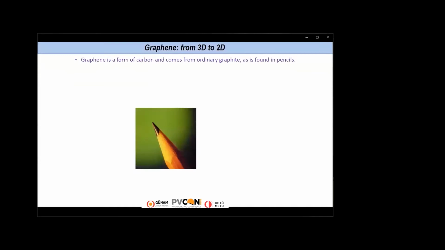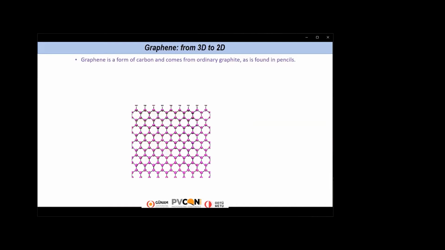What is graphene? Actually, we know this material. When we write something with a pencil, we leave many graphene layers on the paper. I'm just telling this for your imagination. 1 millimeter of graphite consists of 3 million graphene films. It means that we are talking about the thinnest material.